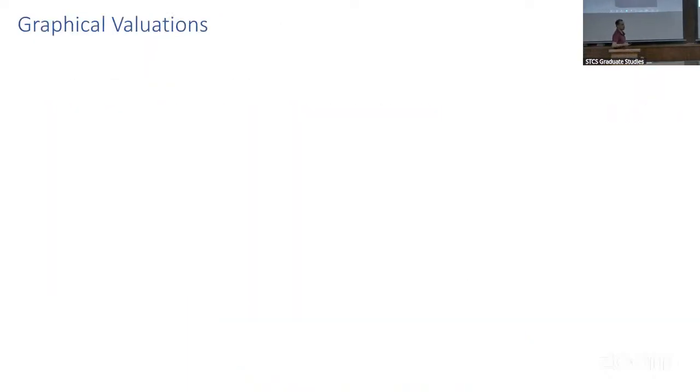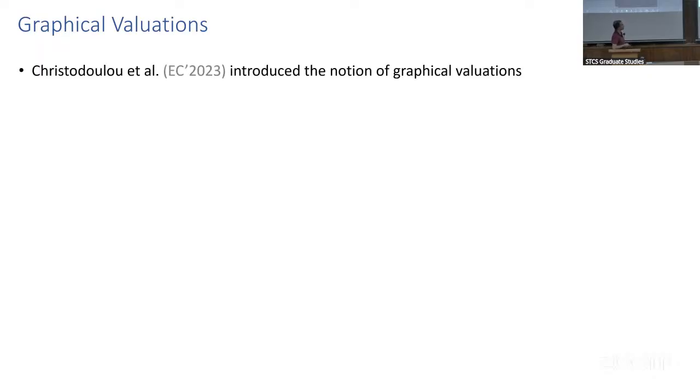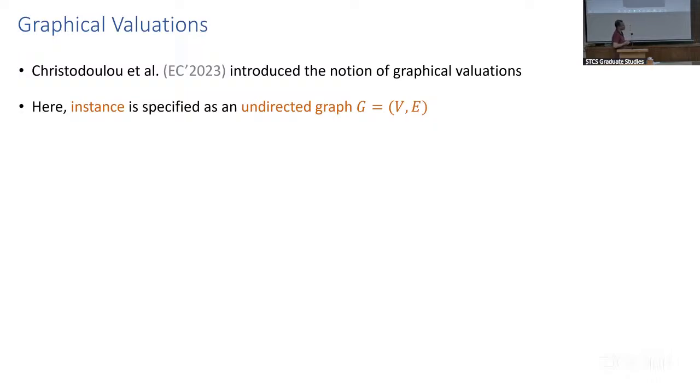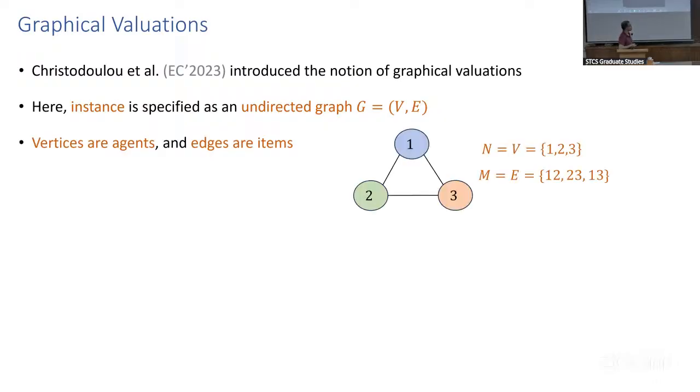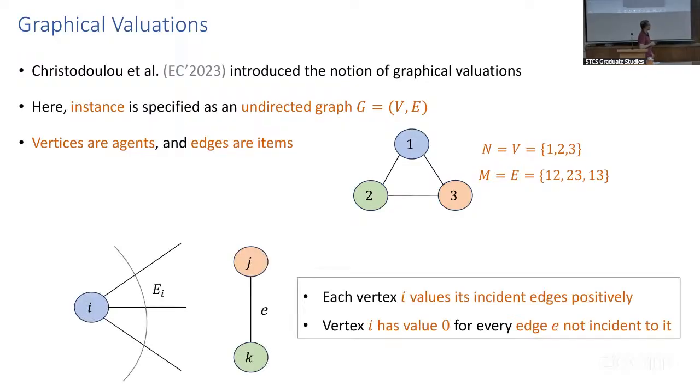Okay, so people have looked at many restricted valuations. One such valuation is called graphical valuation. These were introduced by Christodoulou and others in their EC paper. This says that an instance can be specified as an undirected graph, where vertices are agents and edges are items. So for example, over here, vertices 1, 2, and 3 are agents, and edges 1,2, 2,3, and 1,3 are items. The additional assumption is that each vertex i values its incident edges positively, and its value for any edge that is not incident to it is 0.